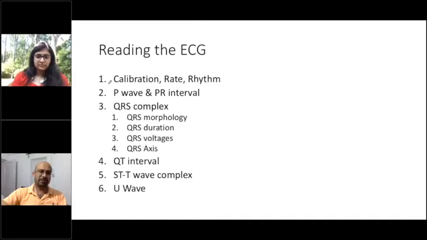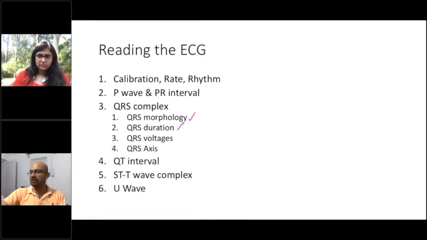When we read an ECG, the first step is calibration, rate and rhythm. Second step, we talk about the P wave and the PR interval. Third step, we talk about the QRS complex, in which we look at the QRS morphology, the QRS duration, the QRS voltage, and the QRS axis. 4 things in the QRS complex.